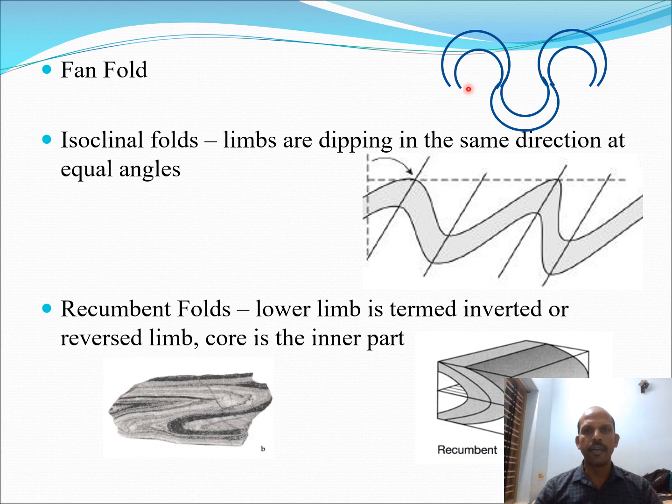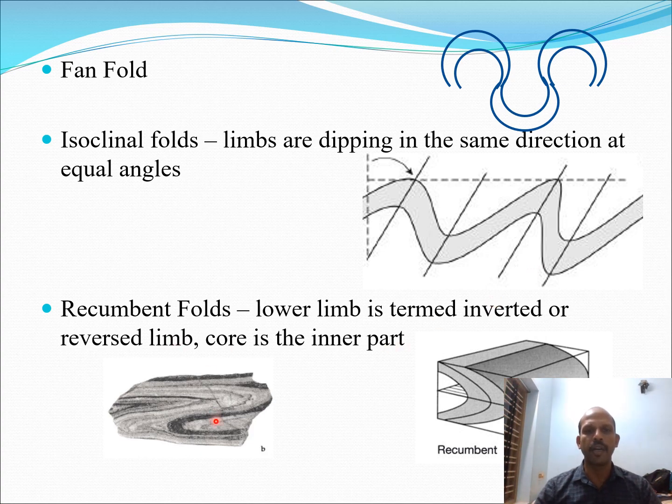So fan fold: when you see the limbs created like a fan, curved too much and created like a fan, you call it a fan fold. And isoclinal fold: the limbs are dipping in the same direction, here you can see almost the same direction. When both the limbs are inclined in the same direction, you call it an isoclinal fold.